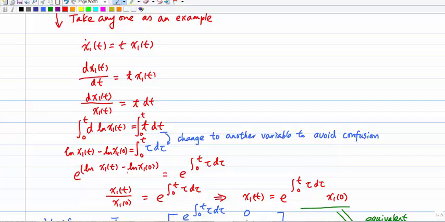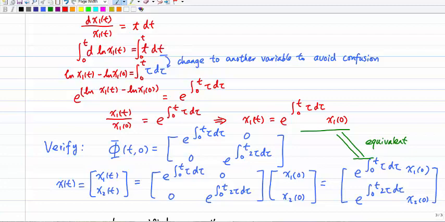Natural log x1(t) minus natural log x1(0) equals, on the right-hand side, the integral from 0 to t of tau d tau. Exponentiating, x1(t) divided by x1(0) is e to the integral from 0 to t of tau d tau. Then we can say x1(t) is e to the integral from 0 to t of tau d tau times x1(0). Okay?